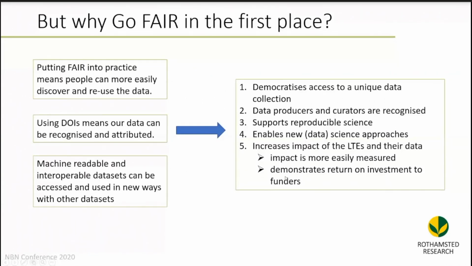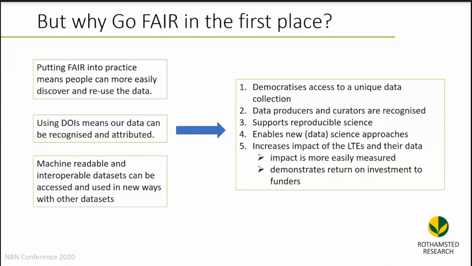So my final slide, why go FAIR in the first place? For us, putting FAIR into practice means that people can more easily discover and reuse the data. And this is one of the reasons why we're funded to do this, is to make the data accessible. But using DOIs means that our data can be recognised and it can be attributed. And having it in a machine readable format hopefully means that the data can be used in new ways.